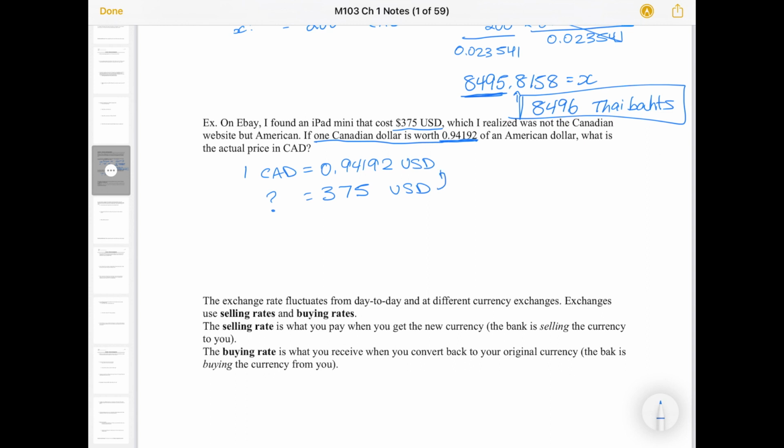So I'm going to go from here. If I have 375, how do I get from this 0.94192? I'm going to take my bottom number, my 375, and divide it by the top, 0.94192. So what happens when I do this? I get 375 divided by 0.94192. So that gives me 398.1229.